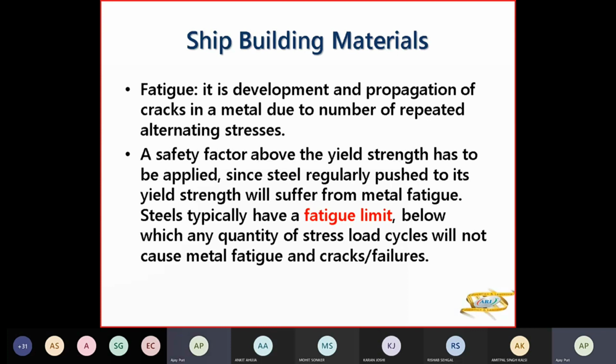So here you have to apply a safety factor to create a fatigue limit so that you don't exceed it. So a safety factor relative to the yield strength has to be applied, since steel that is regularly pushed to yield strength will suffer from metal fatigue. So a steel will have a fatigue limit below which any quantity of stress load cycles will not cause metal fatigue or cracks and failures. So you should not cross your fatigue limit, otherwise you'll have cracks and failures.